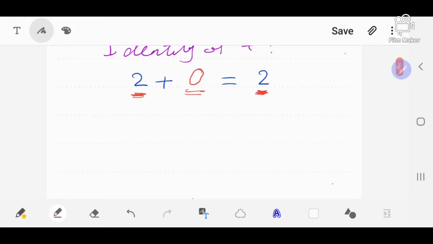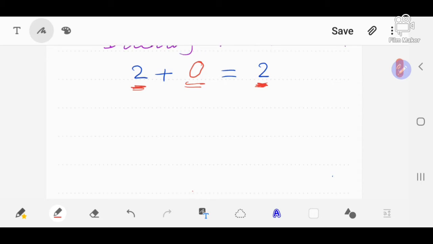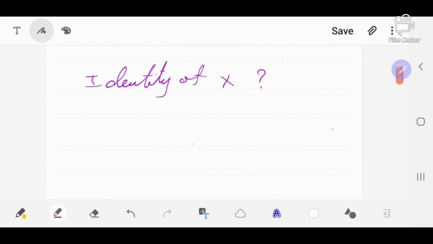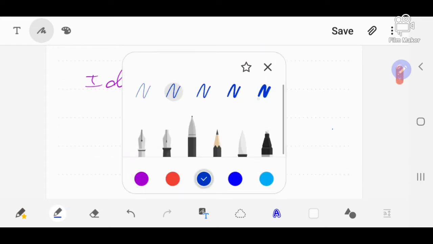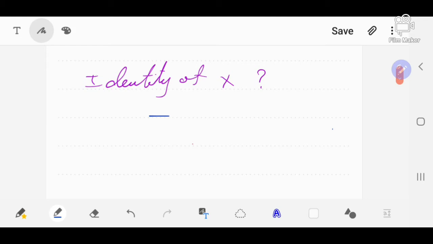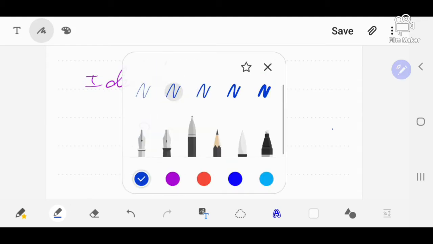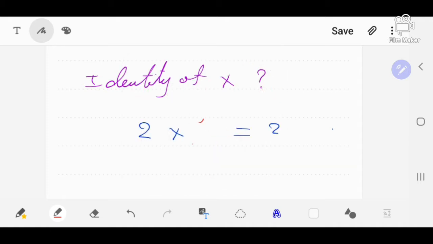Okay, do we have an identity for multiplication, for example? Identity of multiplication. Is there such an identity? Well, there is actually. The identity of multiplication, let's say 2 times what will remain 2. You will probably say 2 times 1 equals 2. So the identity of multiplication is 1.